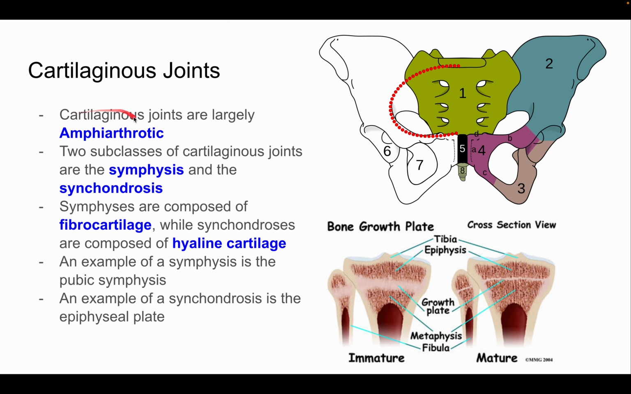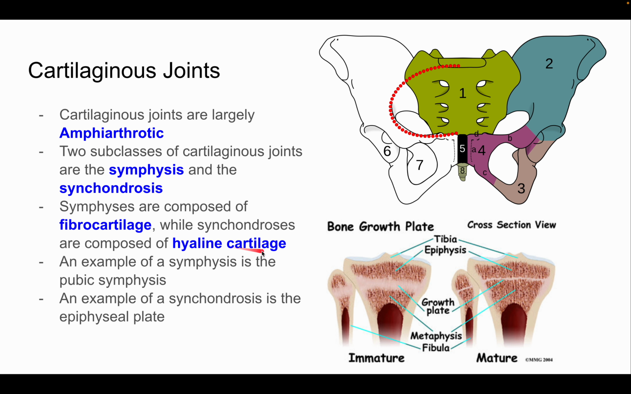All right, now cartilaginous joints. Cartilaginous joints are largely amphiarthrotic. You can see how the functional and structural classifications kind of merge together. Now, the two subclasses of cartilaginous joints are the symphysis and the synchondrosis. Symphyses are composed of fibrocartilage, while synchondroses are composed of hyaline cartilage.